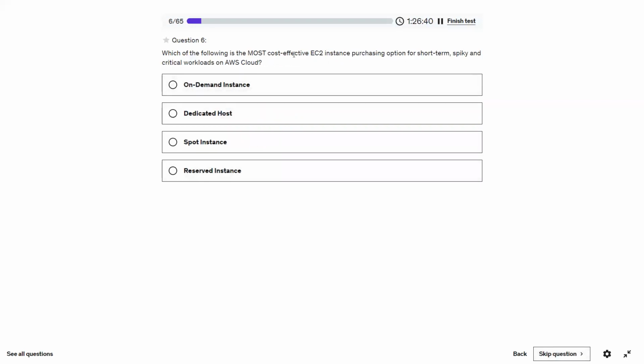Which of the following is the most cost effective EC2 instance purchasing option for the short term? It is for a short term and critical workload. For the short term, we will not use reserved instances because reserved instances are only for 1 to 3 years. A dedicated host means we need the whole server, so that is wrong. Spot instances are for when our application is not critical and can handle interruption, but it is mentioned as a critical workload. So we can go with on demand. Like, we want to use our EC2 for 1 hour and run our application without any interruption. We will just spin up the EC2 for 1 hour and pay for that 1 hour. Pay as you go.